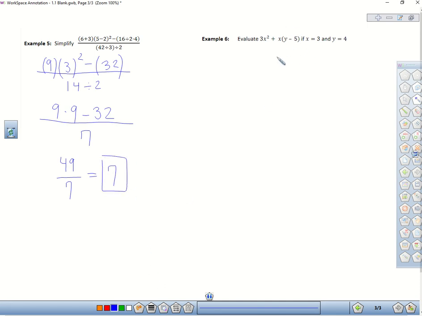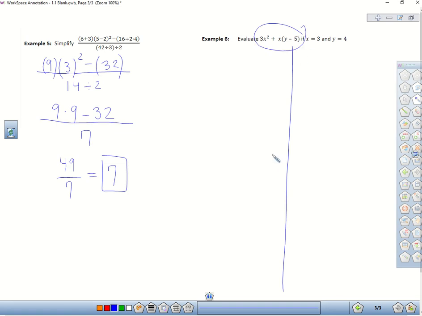And here it says evaluate 3x squared plus x times y minus 5 if x is 3 and y is 4. Now, you can do this two ways. You can plug in the numbers first, use substitution for the variables, or you can simplify this first and then plug the numbers in. So I'm going to show you both ways so that you have an idea, but both ways would be correct. So let's go ahead and simplify this expression if possible before we plug any numbers in.